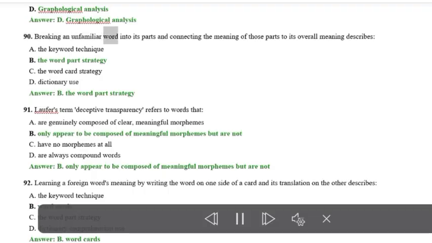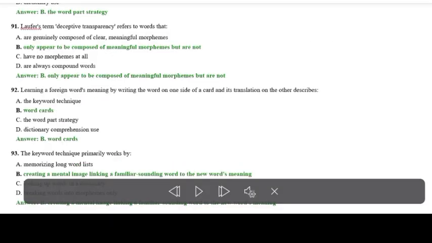90. Breaking an unfamiliar word into its parts and connecting the meaning of those parts to its overall meaning describes A. The keyword technique. B. The word part strategy. C. The word card strategy. D. Dictionary use. Answer: B. The word part strategy.